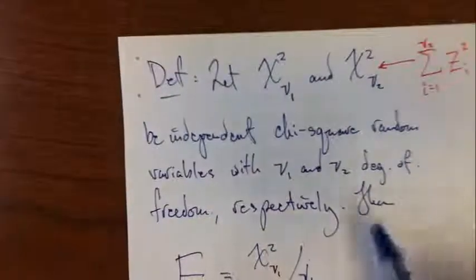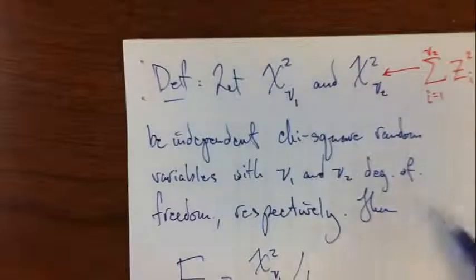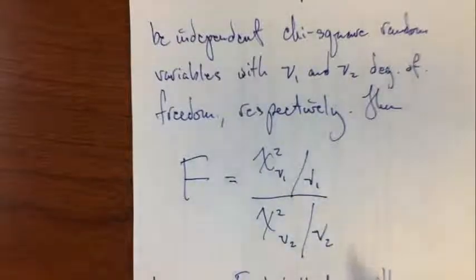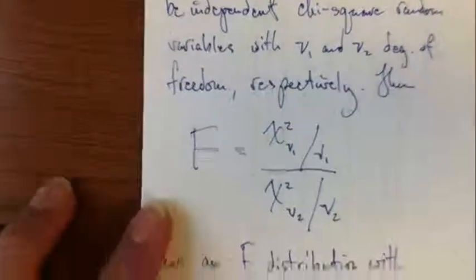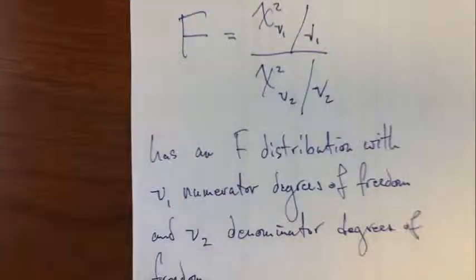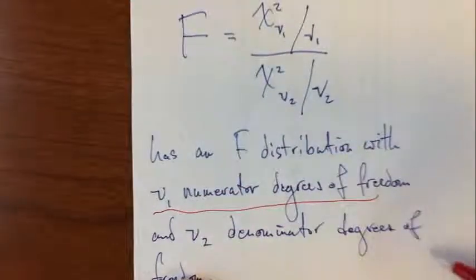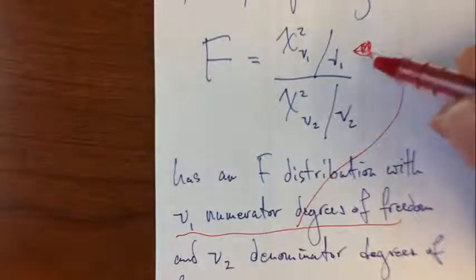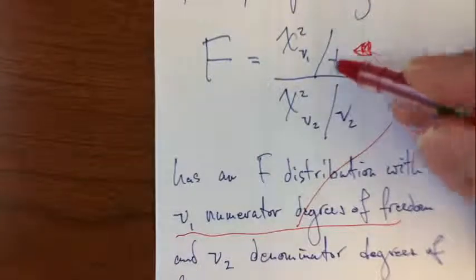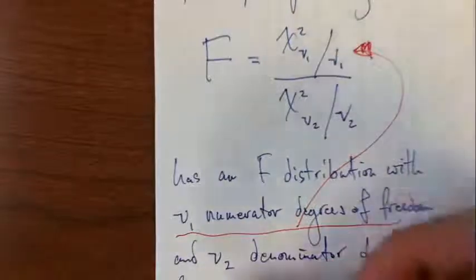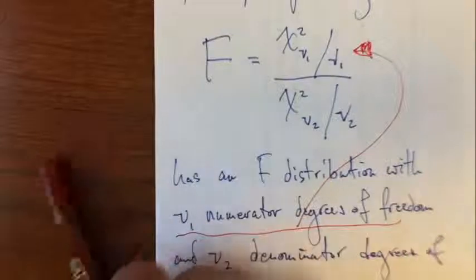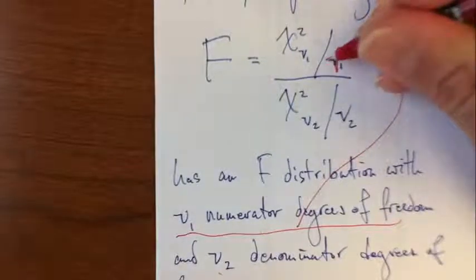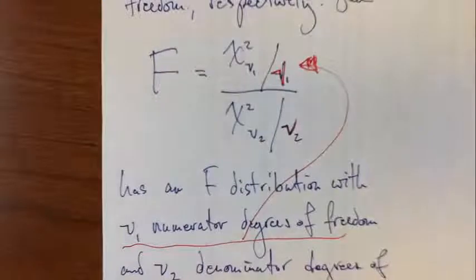So if these are independent, having these degrees of freedom, if you take one of them and divide by its degrees of freedom, and then take the other one and divide by its degrees of freedom, this has what's called an F distribution with nu 1 numerator degrees of freedom and nu 2 denominator degrees of freedom. Nu 1 is sort of in the denominator, isn't it? But it's in the denominator of the numerator. Anyway, we write it up here like this, and then we put this one down here. Whether you like that or not, that's how it's done. Nu 1 numerator degrees of freedom, that is a nu, by the way, and nu 2 denominator degrees of freedom.